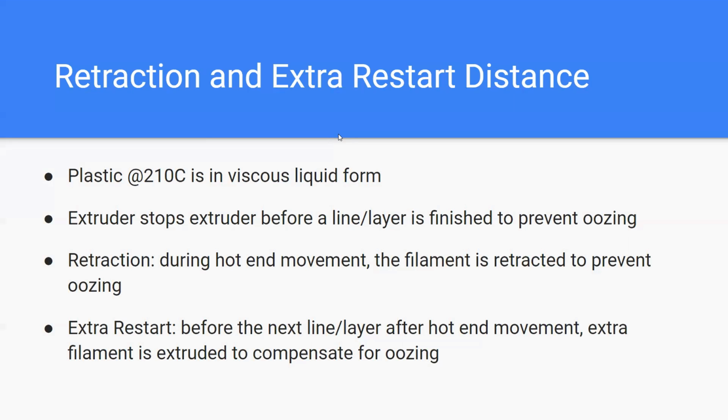Lastly, with regards to extra restart, before the next line and layer of a hot end movement is extruded, extra filament is extruded to compensate for oozing. So again, there's a lot of filament traffic going up and down the extrusion there. That's why it's important to optimize the temperature, because if you're making it too hot, that's going to easily clog. So that's why we recommend using, again, that 210 degrees Celsius that I discussed earlier.